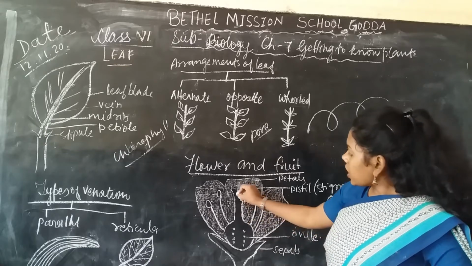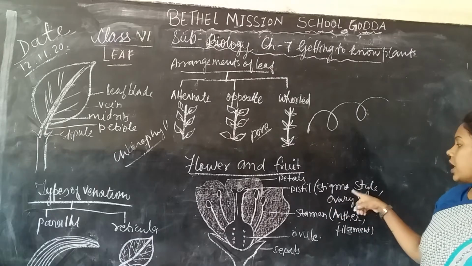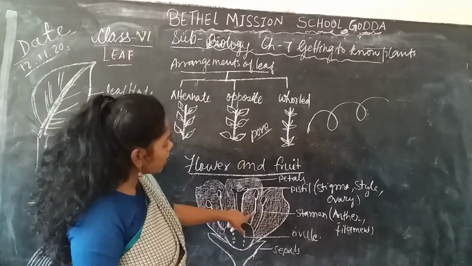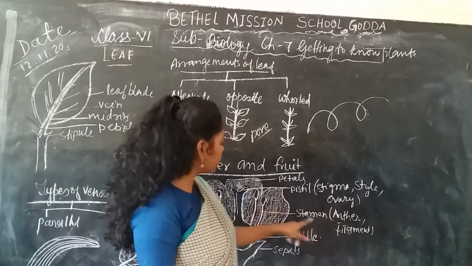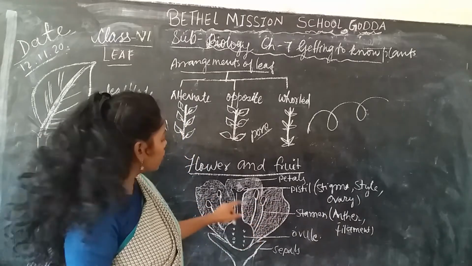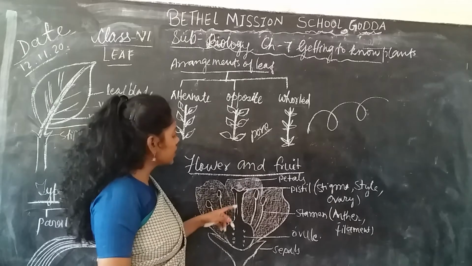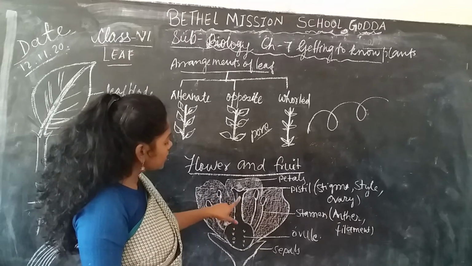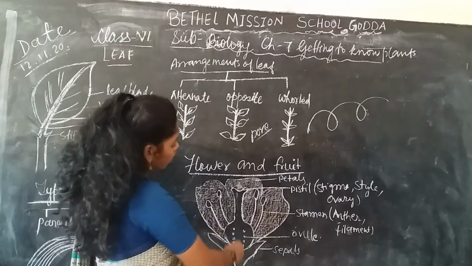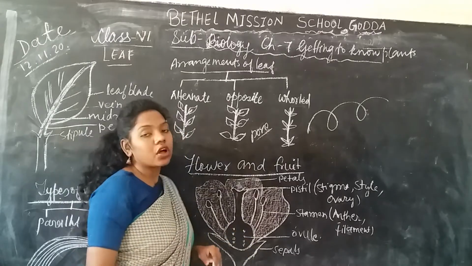The middle one is called the pistil, and this pistil is divided into three parts: stigma, style and ovary. This which you see here is called the stamen, and it is divided into anther and filament. The ball shape is called the anther, and the tail is called the filament. The cup shape is called the stigma, where it receives the pollen grains. The trunk-like structure is called the style, and the ball shape is called the ovary. Inside the ovary, the seed-like structure is called the ovule.